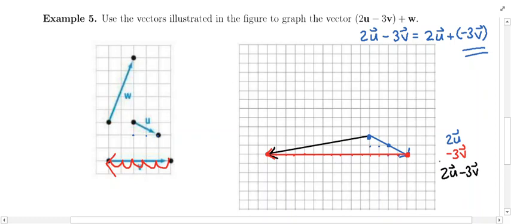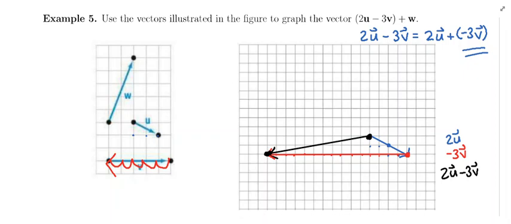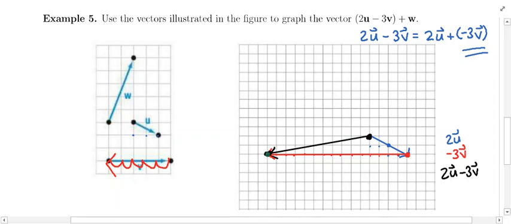Now we need to add w to this. We're going to focus on the black vector. The black vector is 2u minus 3v. We have to add w. We already know that for 2u minus 3v, this is the initial point right here, and this is the terminal point. What we will do is this terminal point of 2u minus 3v is going to be the initial point of w. So right here where this black dot is, this is going to be the initial point.